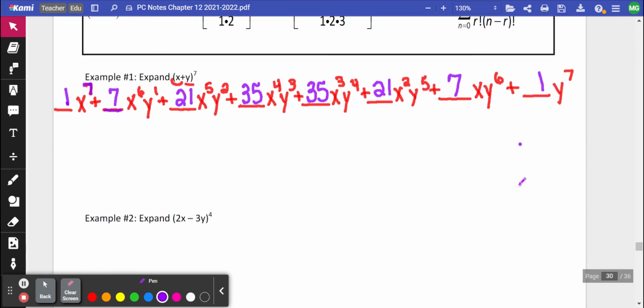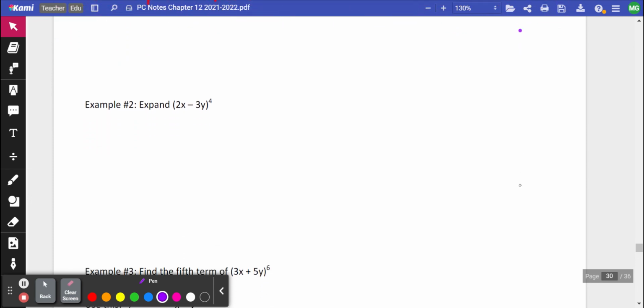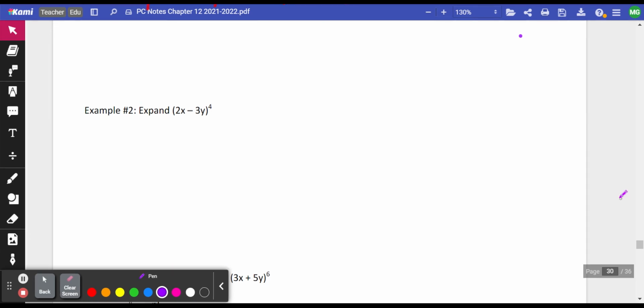This one's going to get a little bit messier though, because look at example 2. We now have 2x and we have minus 3y. So that does change things a bit. So we have to think of 2x as our first term and 3y as our second term. So we will have a blank, which we know is going to be a 1. Now watch this. We have all of 2x raised to the 4th power because our n value is 4. 3y to the 0.